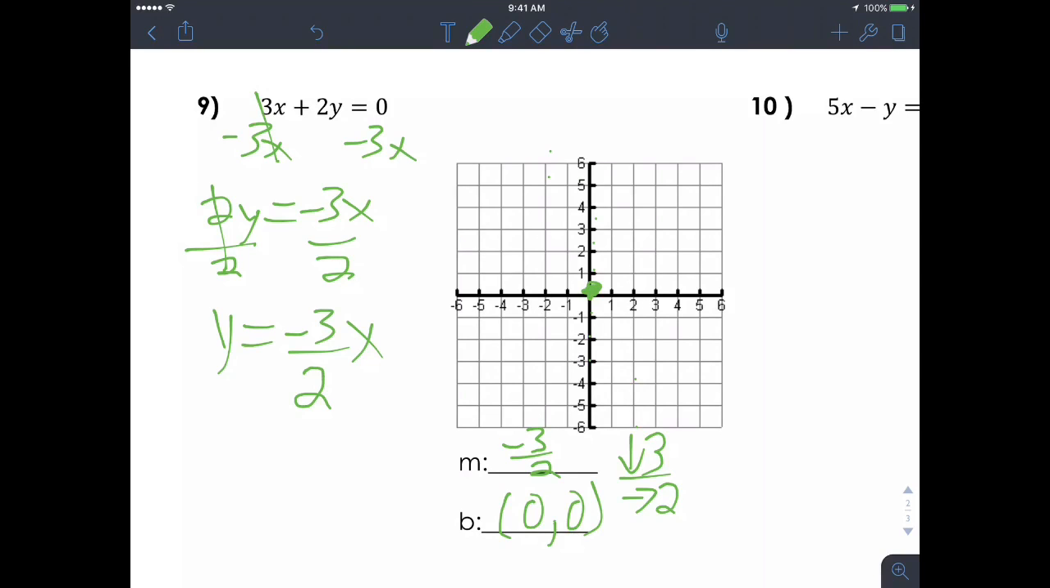So I'm going to do that. So down 3 to the right 2, down 3 to the right 2. The other way we can do this is we can go up 3 and to the left 2. So up 1, 2, 3 to the left 1, 2. Up 1, 2, 3 to the left 1, 2. Now we can go ahead and connect the dots here. And then we have our line. Okay, last one. Go ahead and try this one on your own.